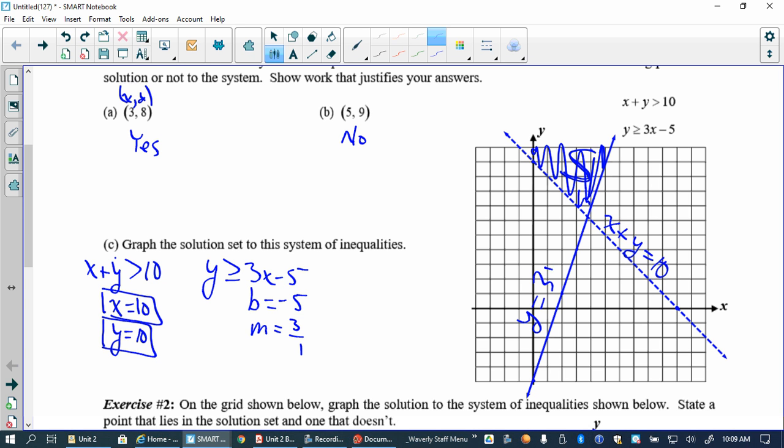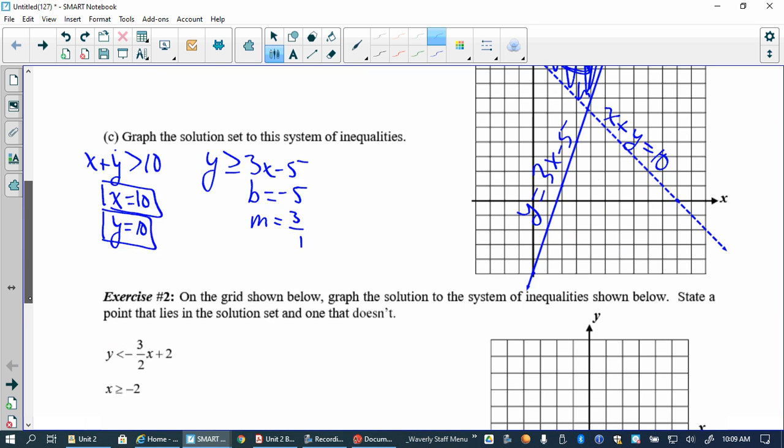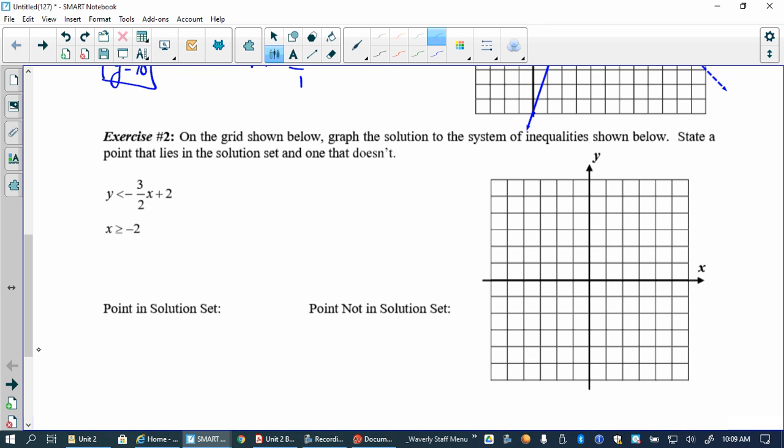So go ahead, by the way, x greater than or equal to 2. What kind of line is that? What's the first question you ask? What axis does it cut and where does it cut it? All right, so everybody graph these two. Get your shading correct.